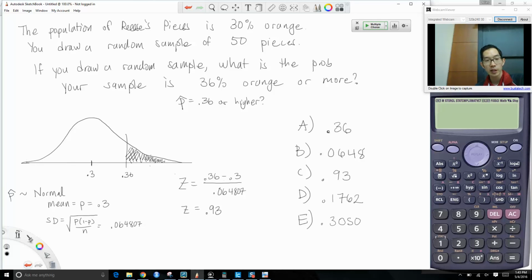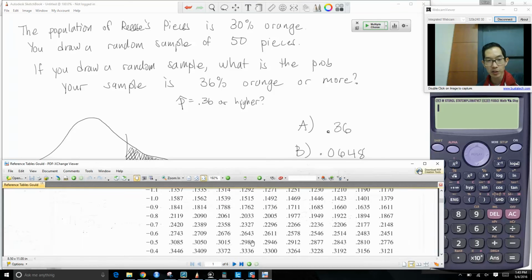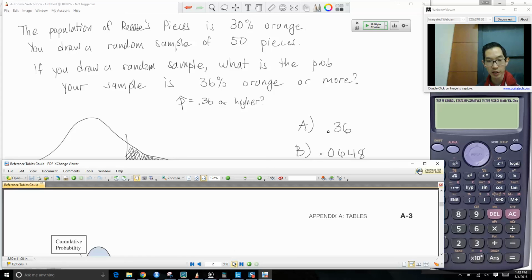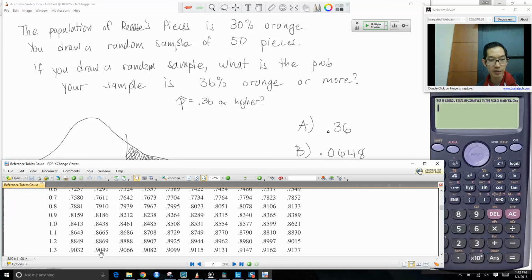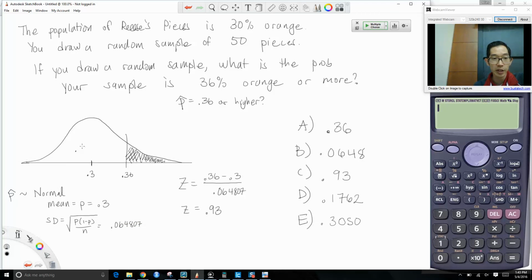Okay, so I would look this up. Z is equal to 0.93, and the value I get is 0.8238. And that's always going to be the area to the left. Okay, so the area to the left is 0.8238.